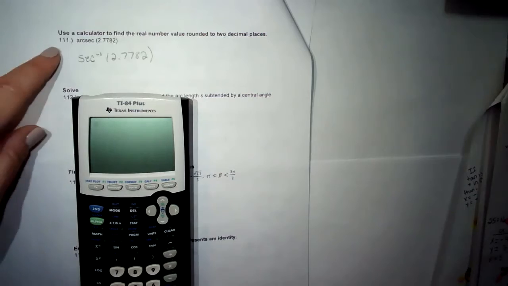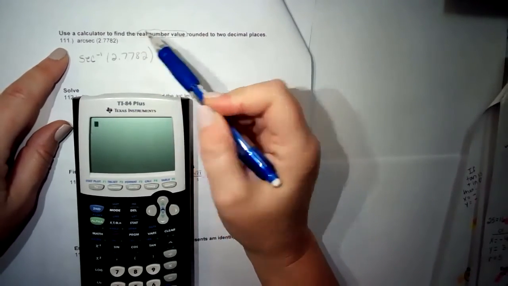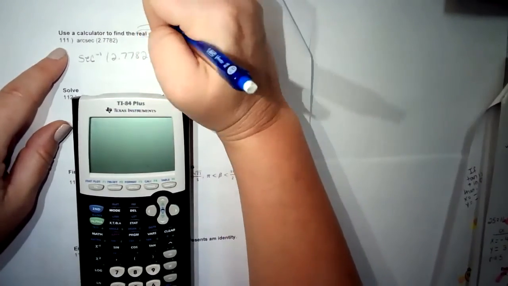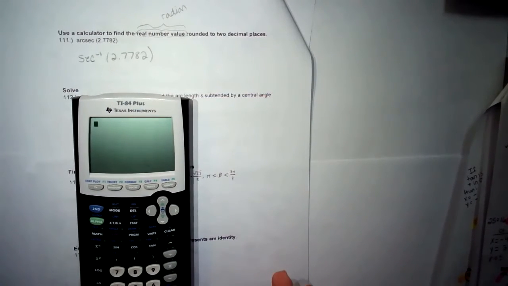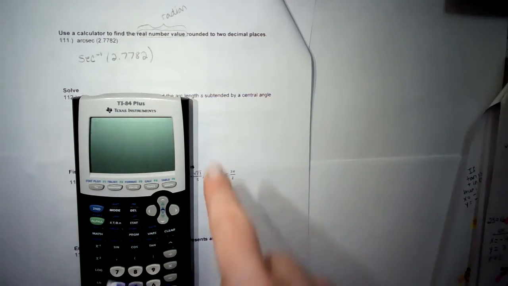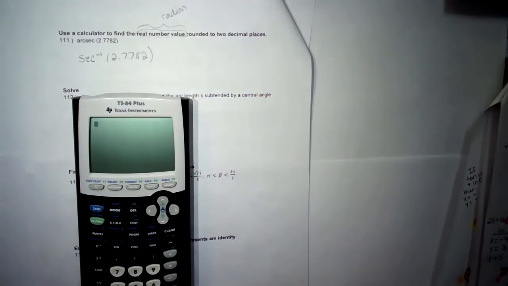Okay, now this is going to tell you, use the calculator to find the real number value. This is code for radians. So you need to be in radian mode. Now that works out great for us for this study guide, because we just followed a problem where we were in radian mode. What if you follow a triangle problem? You're going to be in degree mode because you were just in a triangle problem. Make sure you realize it has to be in radian mode, okay?